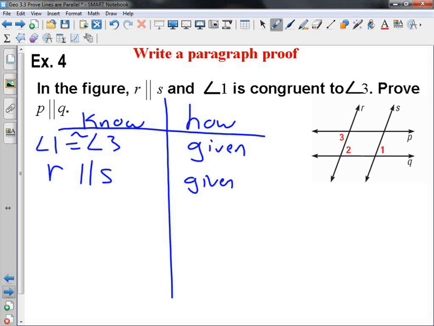Now we want to try to prove that P is parallel to Q. All right, so how are we going to do that? Well, if I want P and Q to be parallel to each other, I'm going to need to prove what?